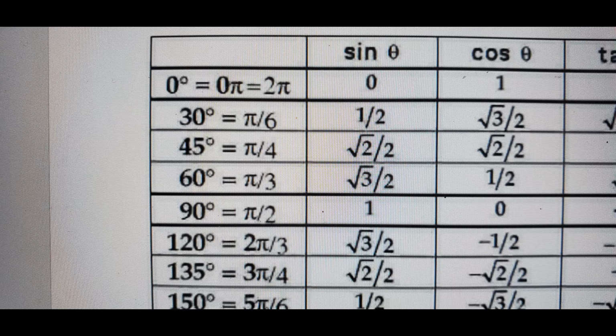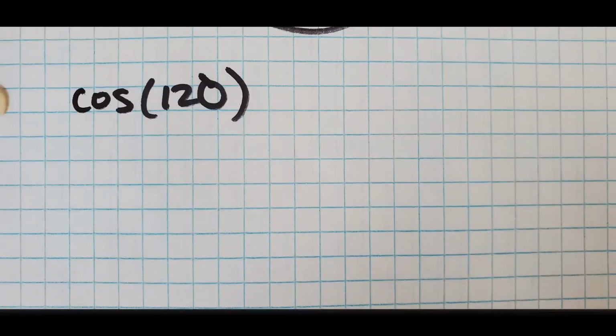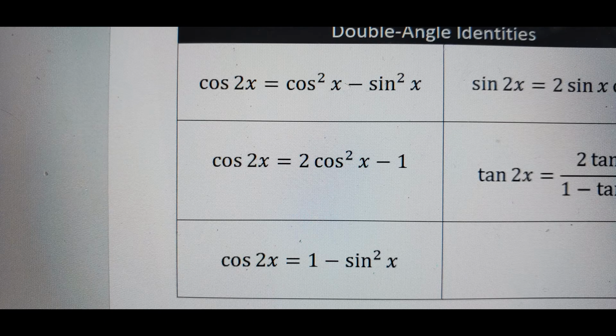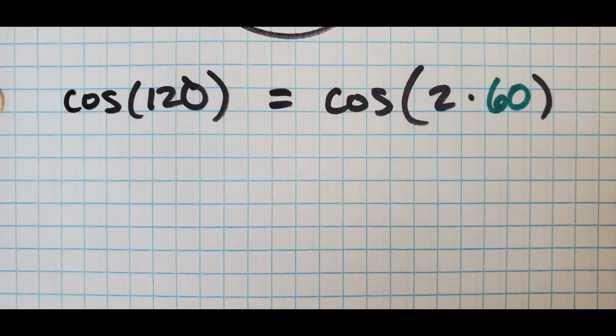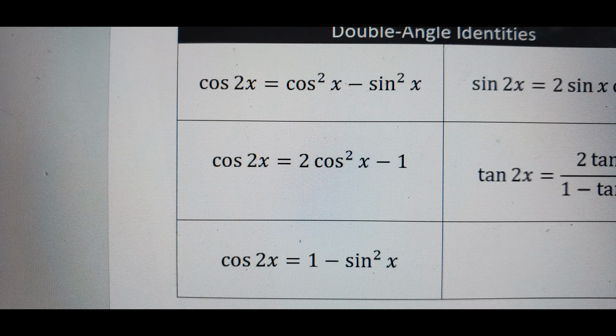Okay, so now let's do cosine. Cosine of 120. Like I said, you have your choice on this one, on which of those 3 you want to use. It really doesn't matter which one you pick. So once again, we're going to bust cosine of 120 into 2 times 60. 60 is kind of the magic number there. Which one did I use? I think I used the first one. So I did cosine squared of 60 minus sine squared of 60. So I'm going to use that top one.